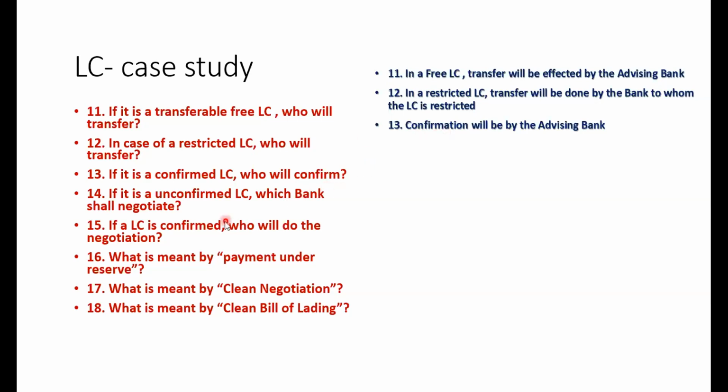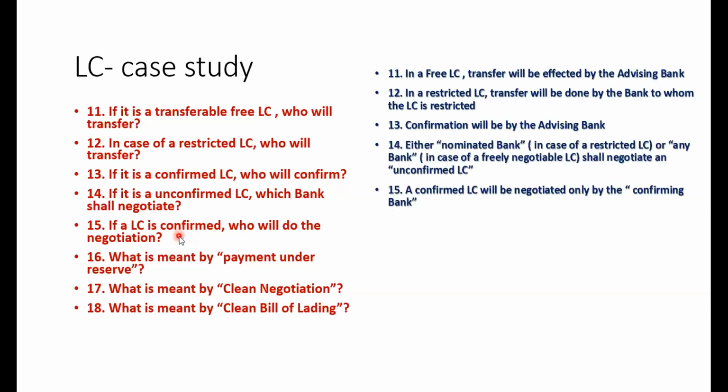Just to refresh your memory. Okay, 14. Then the 15th: if the LC is confirmed, who will do negotiation? The confirming bank only will do negotiation. Who will be the confirming bank? The advising bank. So in that case, the advising bank will become the advising bank, confirming bank, and negotiating bank. All three roles will be played by the advising bank in the case of a confirmed LC.